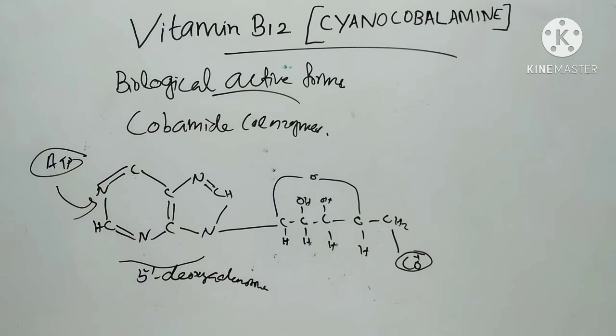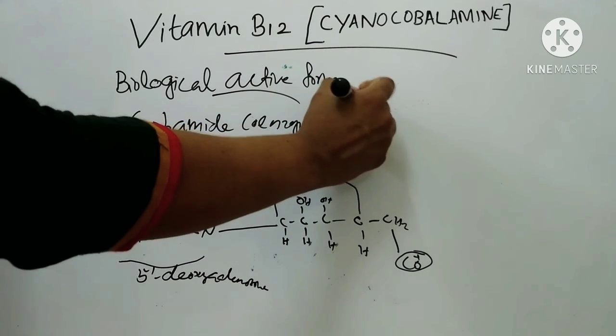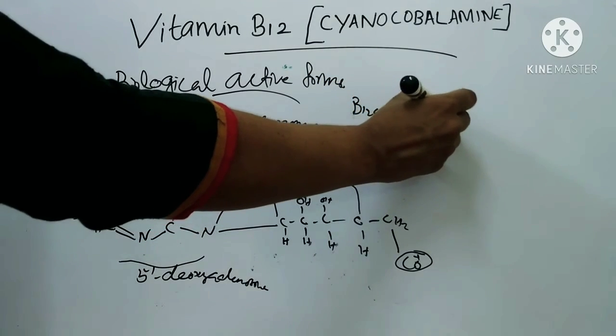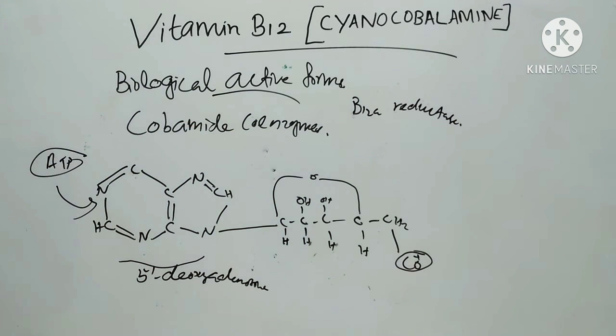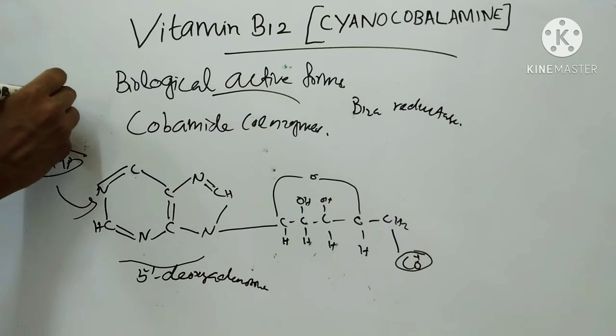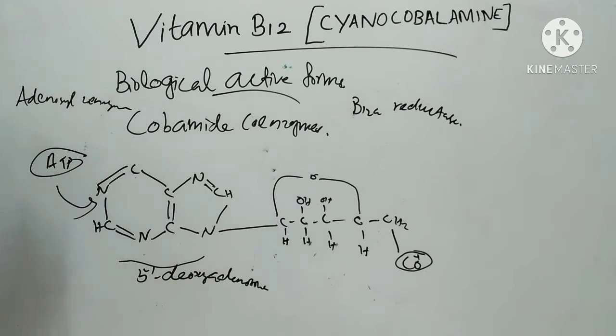In the formation of adenosyl coenzyme, cobalt undergoes reduction in a series of steps. These are catalyzed by the enzyme B12a reductase using NADH and FAD. Then this B12 cobalt reacts with ATP to form adenosyl coenzyme.